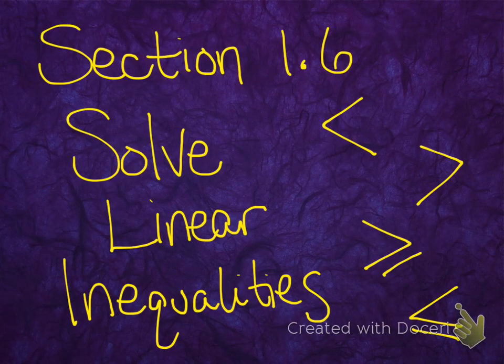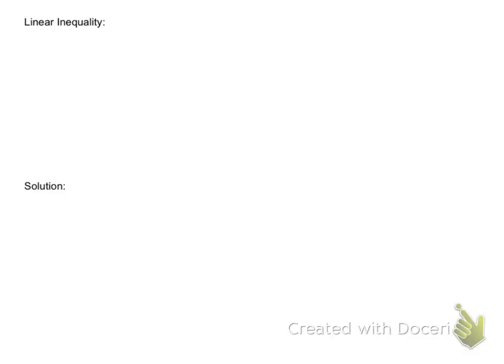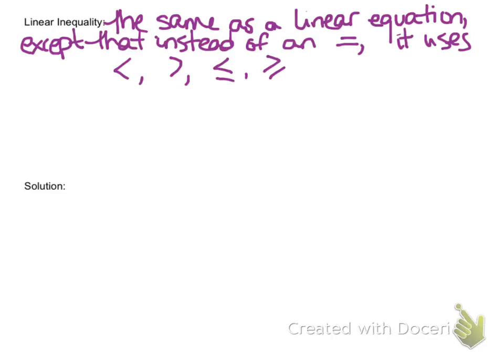Section 1.6, Solving Linear Inequalities. A linear inequality is the same as a linear equation, except that instead of an equal sign, it uses a less than, greater than, less than or equal to, or greater than or equal to.